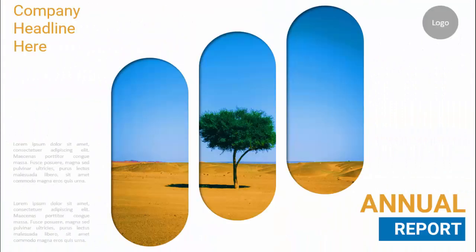In today's tutorial, I'm going to show you how to create a minimalist design slide in PowerPoint. As you can see here, I've added this image with the help of three rounded corner rectangles. And here you can add the annual report, and you can add the company logo, any headline, and some detailed text here.